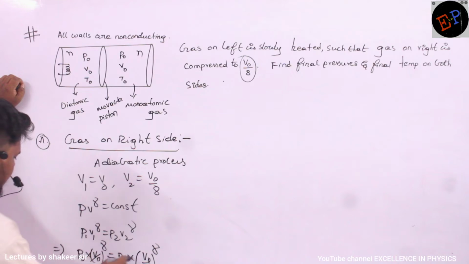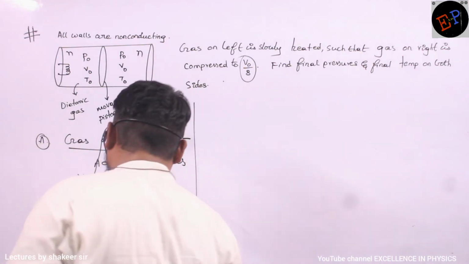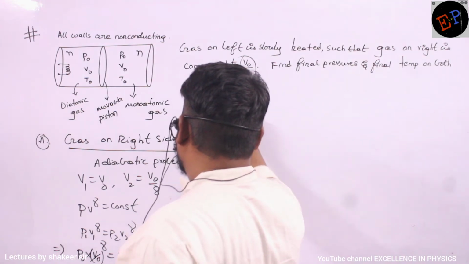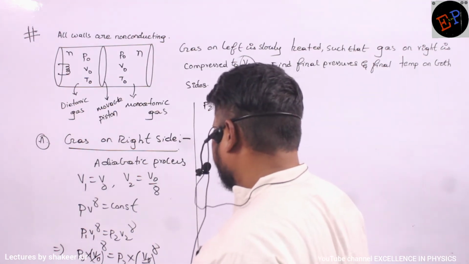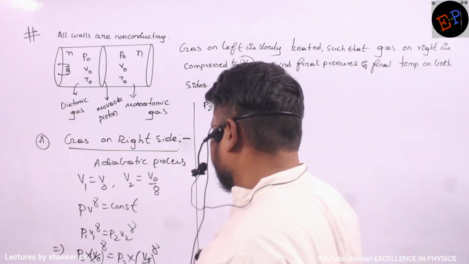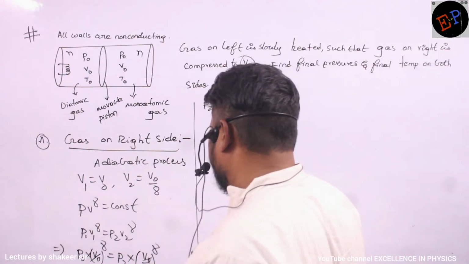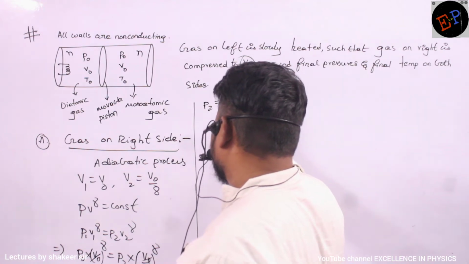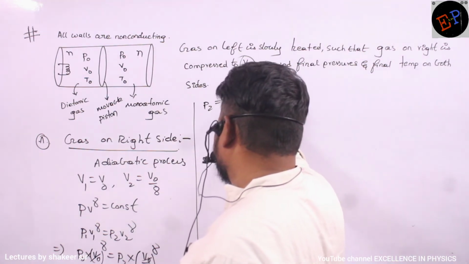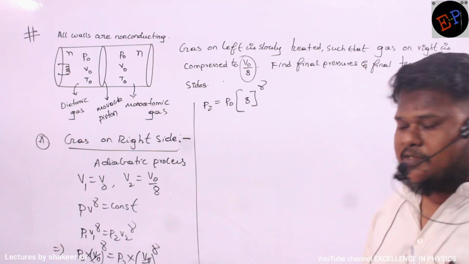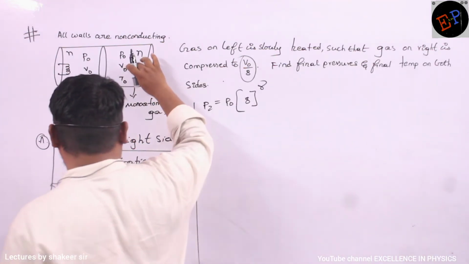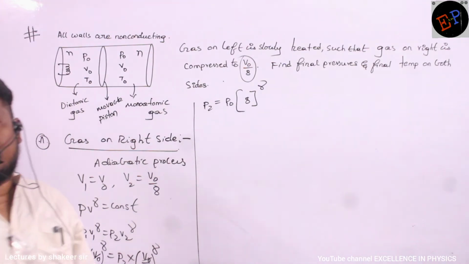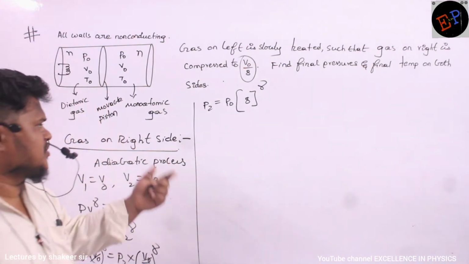Clear? So V0 and V0 get cancelled. So what will I get? P2 is equal to P0 multiplied by 8 to the power gamma. This is the value I will get. Are you able to understand? And what is the type of gas present in the second piston? Monatomic gas. What is the gamma value of monatomic gas? 5 by 3. Substitute here.